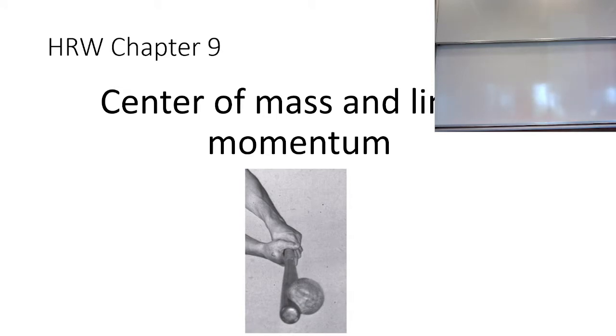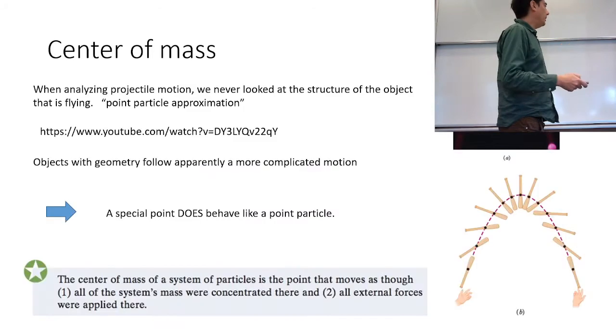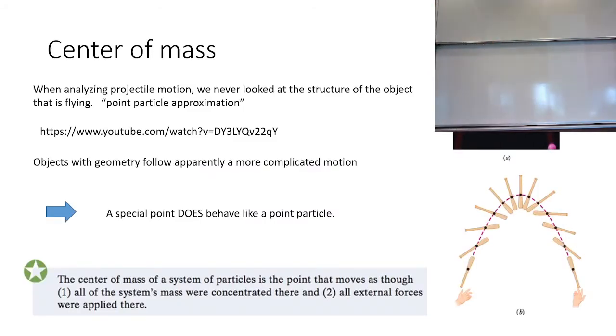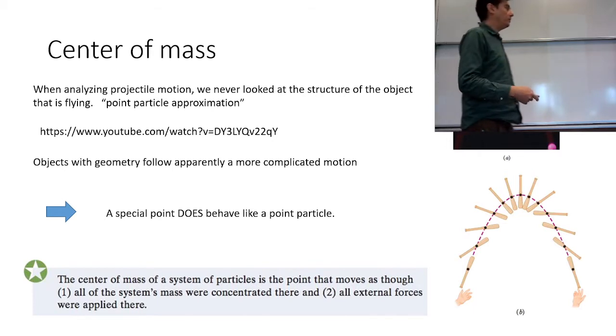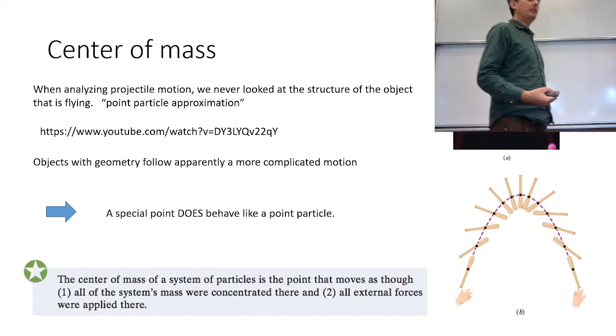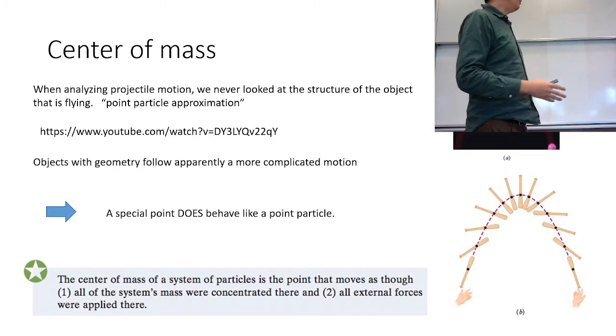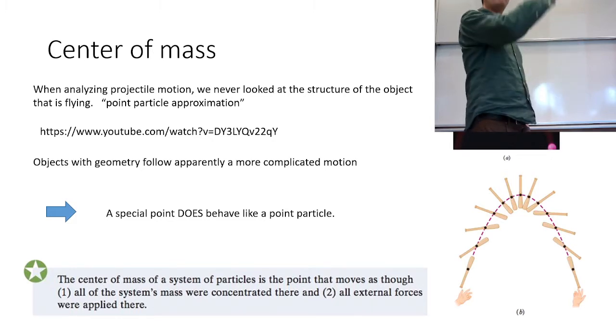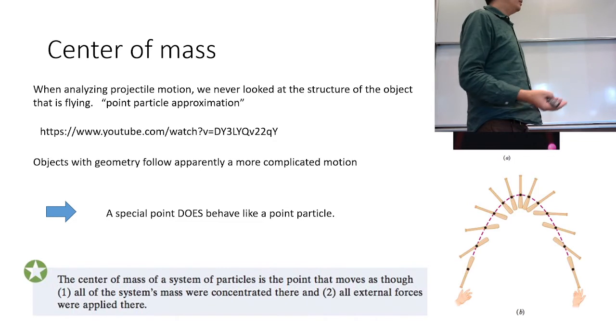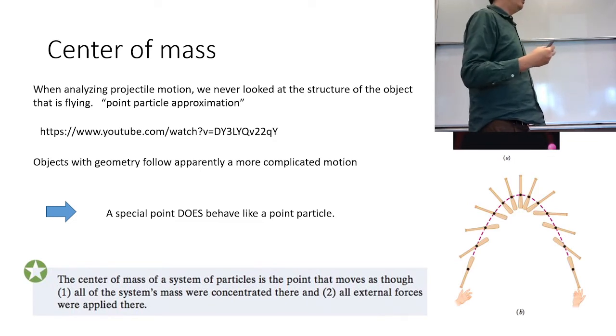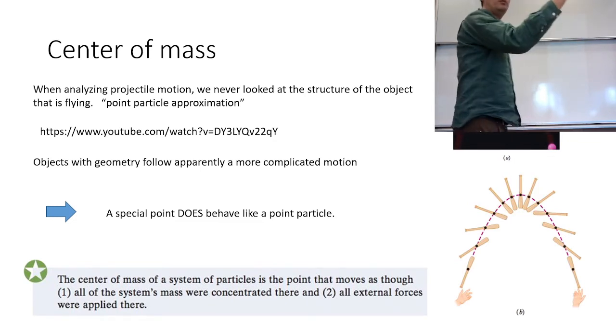Okay, so let's continue on with the Center of Mass and Linear Momentum chapter. Let me just recap briefly what we're talking about. Center of mass is a very useful concept where you don't have to think about the full geometry of the object. You can take a maybe complicated shape or system of particles and consider the whole system to be concentrated at one single point.